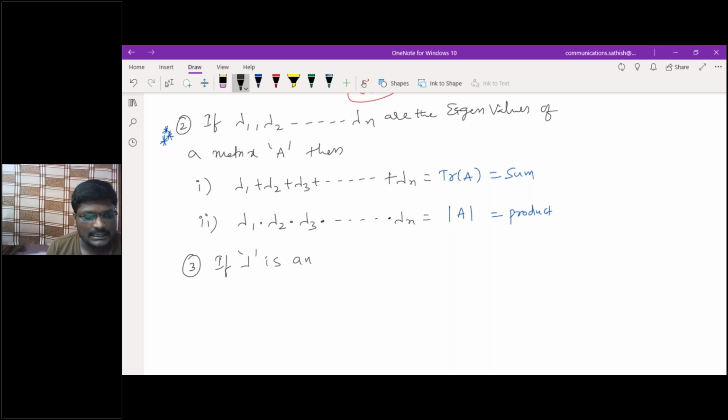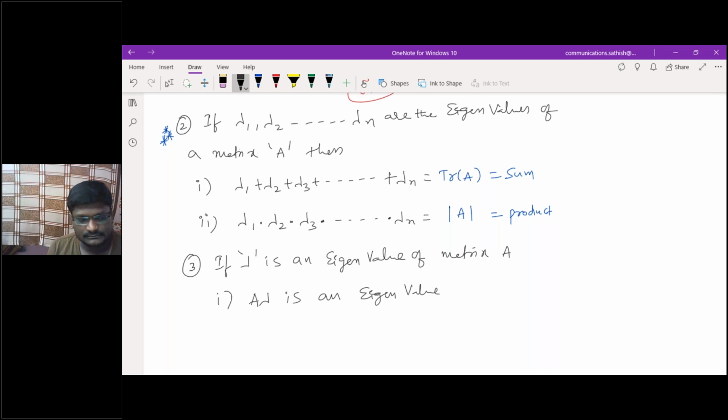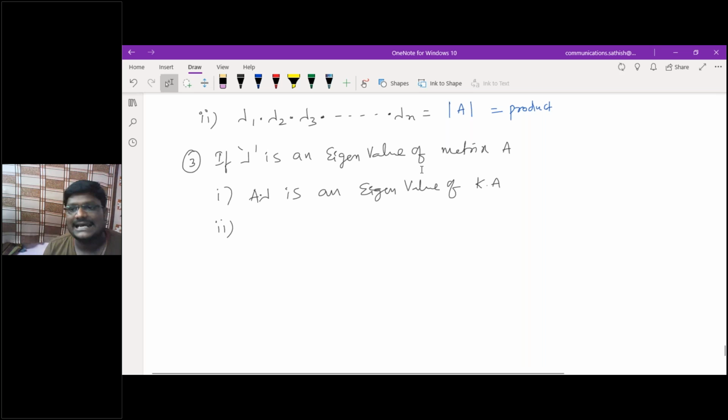If lambda is an eigenvalue of a matrix capital A, then K lambda is an eigenvalue of K into A. Here K is a scalar, A is a matrix. So that is how you have to write it down. These are all direct statements that they ask, so that is the reason I'm representing them. Lambda power K is an eigenvalue of A power K.